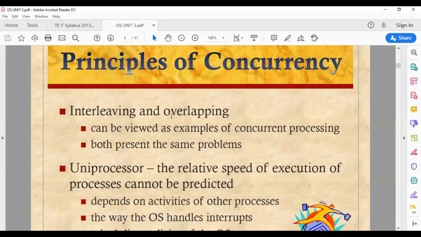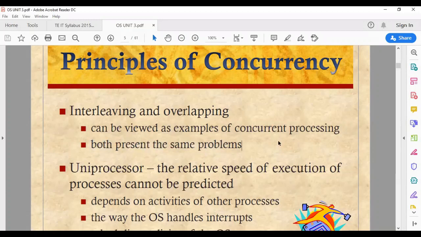If P1, P2 and P3 are the processes, giving some time slice or time quantum to each process is called interleaving. P1 will execute, then P2 will execute, then P3 will execute. Likewise, interleaving will be carried out. And overlapping is in which P1 executes for some time and it will be overlapped by P3, P4. Likewise, it will execute. Both present the same problem.